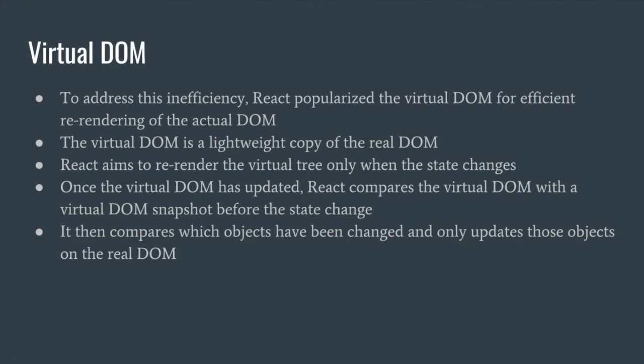To address this inefficiency, React popularized the virtual DOM for more efficient re-rendering of the actual DOM. The virtual DOM is just a lightweight copy of the real DOM. React aims to re-render the virtual tree only when the state changes. Once a virtual DOM is updated, React compares it with a virtual DOM snapshot of what it was before the change, sees which objects have changed, and then it only updates those objects in the real DOM.